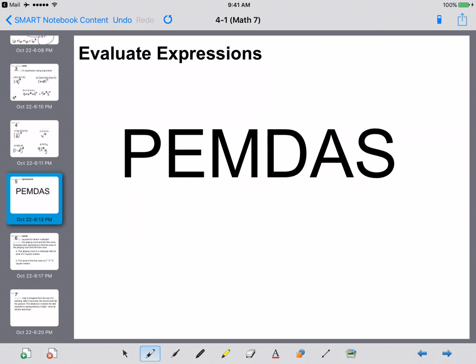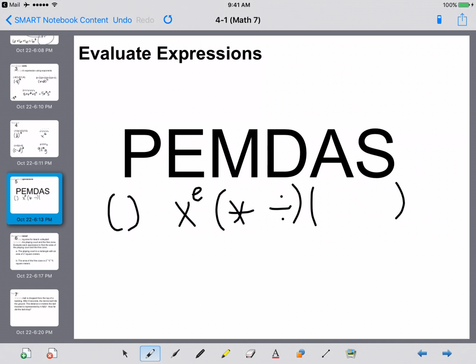So when we're evaluating expressions, we need to remember the order of operations, or PEMDAS. So parentheses, exponents, multiplication, division, those are on the same level, and addition and subtraction.